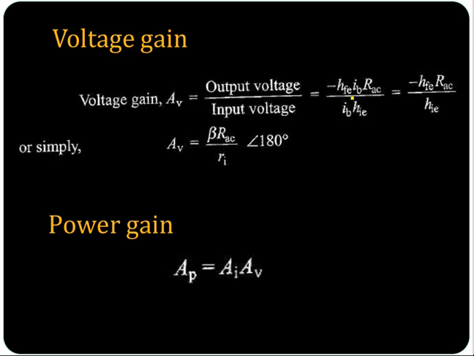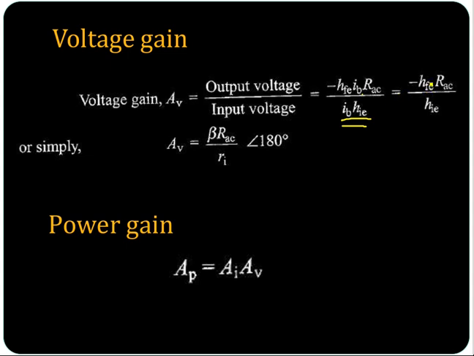So what is V0? It is HFE IB into RAC, or minus HFE into RAC, divided by HIE. What is this? This is the input voltage. It is IB into HIE. Since you have the current source in the output, you have the output voltage as minus HFE IB into RAC. HFE IB is the current that is flowing through RAC, and you are measuring the voltage across RAC.